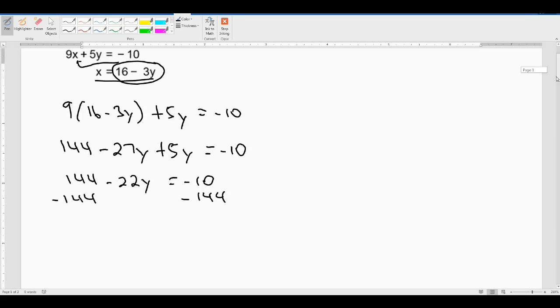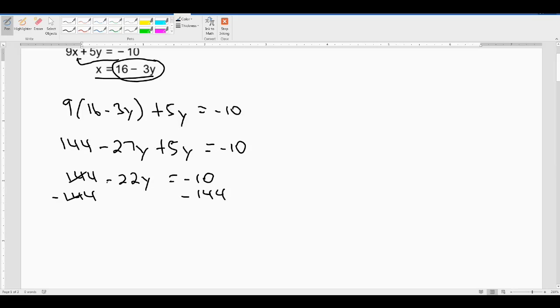Move my paper down. Notice that the sign stays with the 22y, so it's negative 22y equals negative 154. Divide both sides by negative 22. Go ahead and drop it down some more.